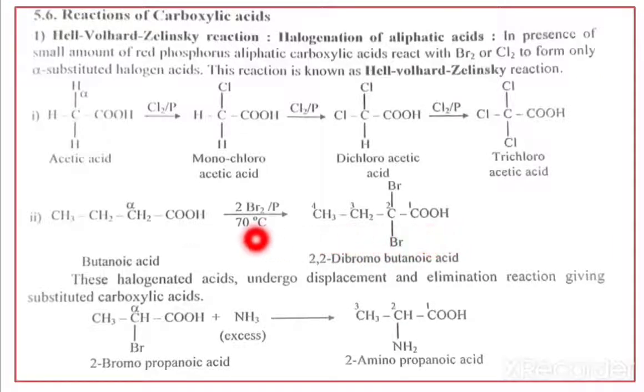In first case, adjacent to C double bond OH group, here 3 hydrogen, therefore we replace all these 3 hydrogen by halogen and we get the trichloroacetic acid. In second example, adjacent to the C double bond OH group, here only 2 hydrogens are present, therefore we replace these 2 hydrogen by bromine and we get the 2,2-dibromobutanoic acid. Now these halogenated acids can undergo the displacement and elimination reaction, giving the substituted carboxylic acids.